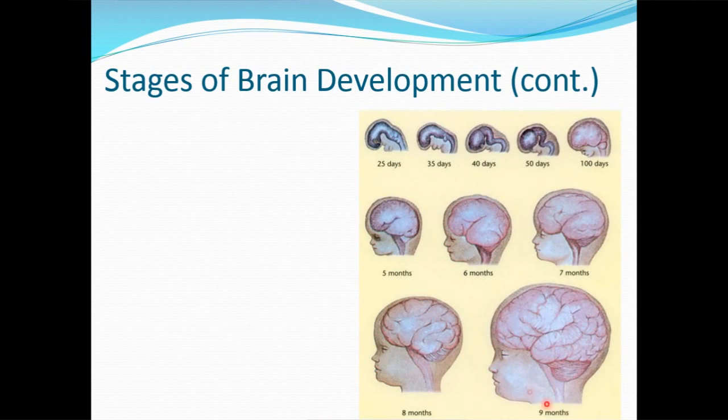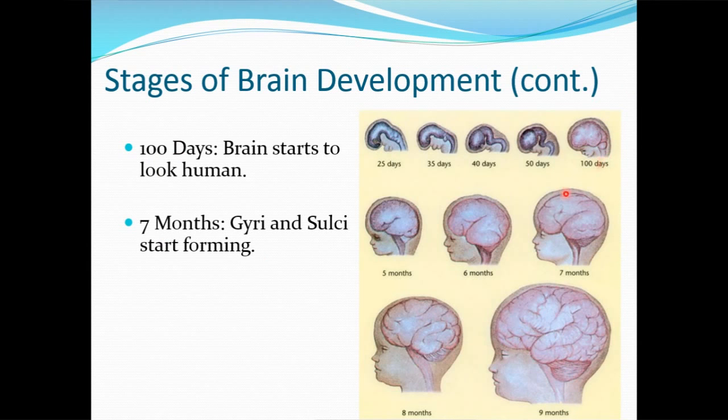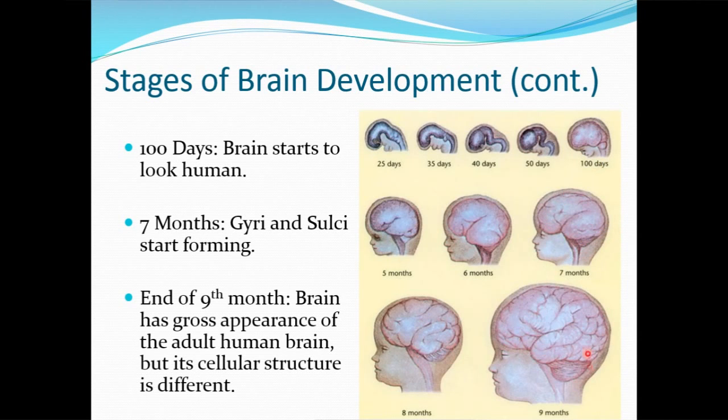Now these are the pictures of the brain up until 9 months. So at 100 days after conception, over here, the brain starts to look human. At 7 months, over here, the gyri and the sulci start forming. And at 9 months, the brain has a gross appearance of the adult human brain, but its cellular structure is still quite different.